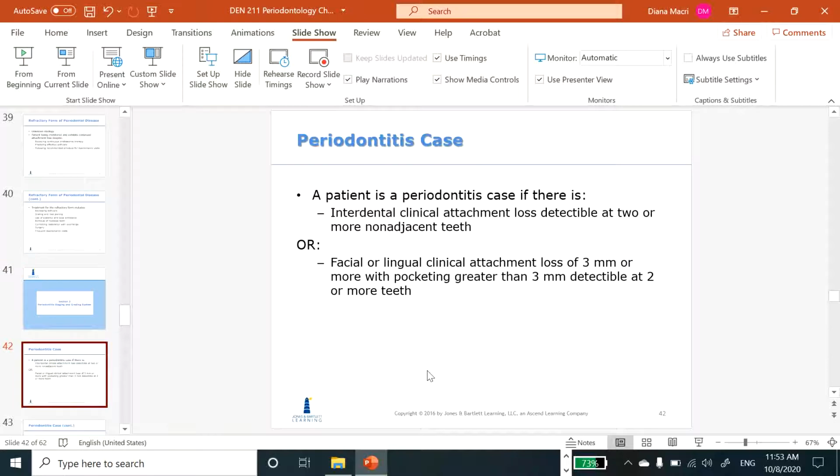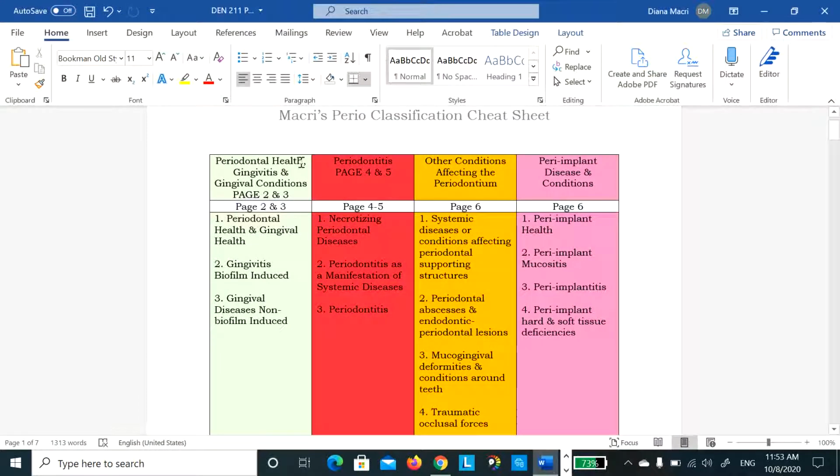A periodontitis case. So now this is it. Now we're going to talk about how we're going to do our staging and grading. The first thing that we need to do is to decide if a patient is a periodontal case or not. Remember, go back to our little cheat sheet, and remember that the very first category we have is periodontal health, gingivitis, and gingival conditions.